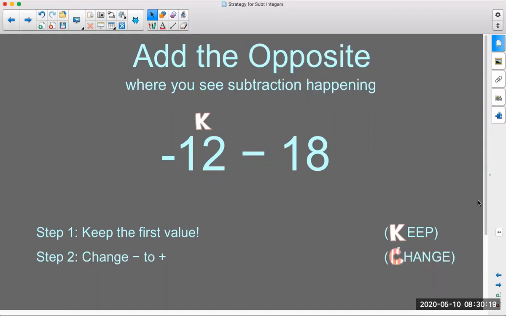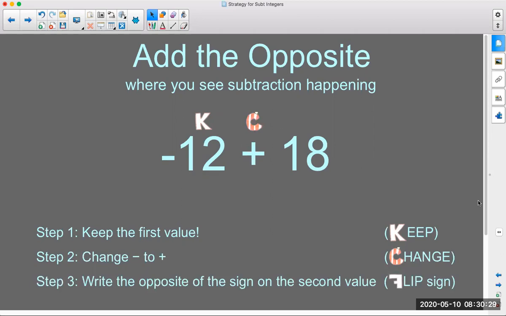Step 2. Change subtraction to addition. C, change. So there's our subtraction. Boom shakalaka, now it's addition. Step 3, write the opposite of the sign on the second value, or flip the sign. That's the F, flip. So the second value is positive 18. We're going to flip it and make it negative 18. Oh, look at you. KCF, we just added the opposite.